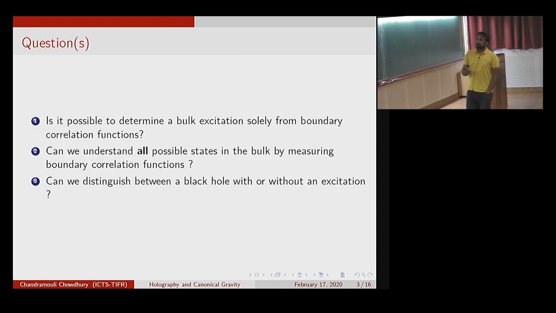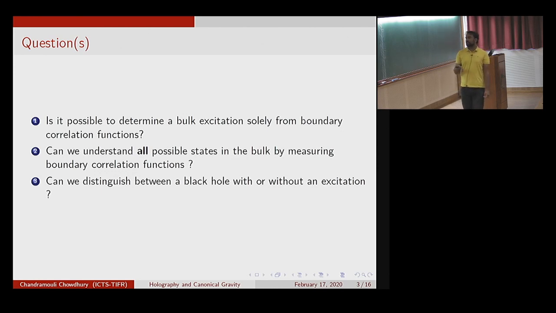Okay, so the first question is something which Siddharth already mentioned previously, and it's about trying to determine if we can completely understand an excitation which is created in the bulk by only using boundary correlation functions. That is, we have some state defined inside, and we want to measure what that state is by only doing measurements outside. And if we can do that, the next question is, can we measure all possible states? Or what are the classes of states we can actually perform a measurement in, and how complicated are these measurements?